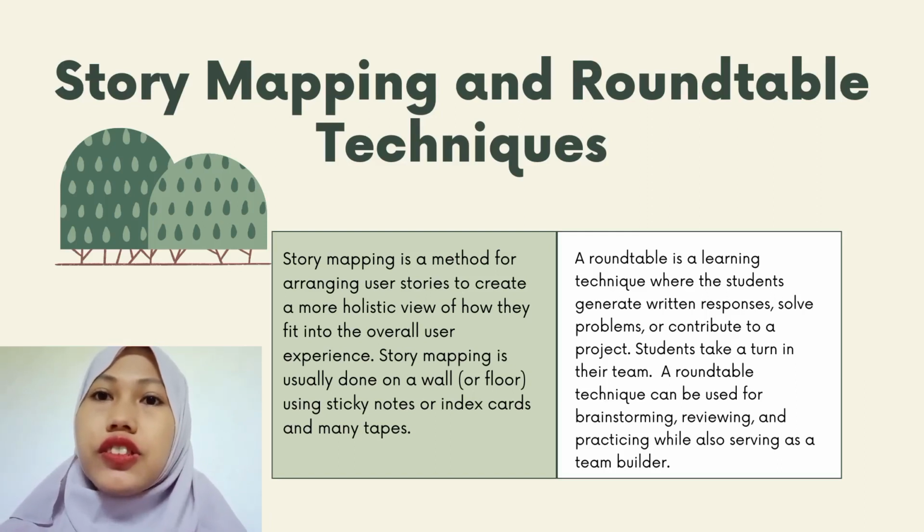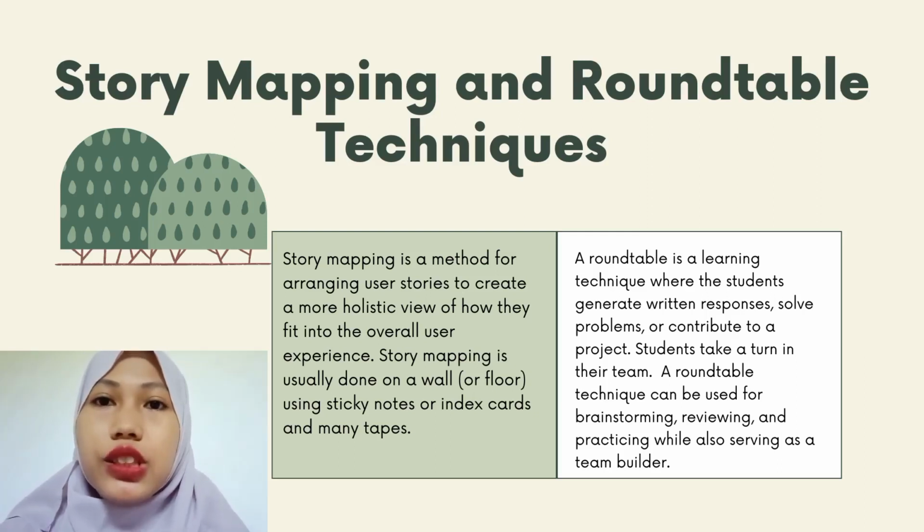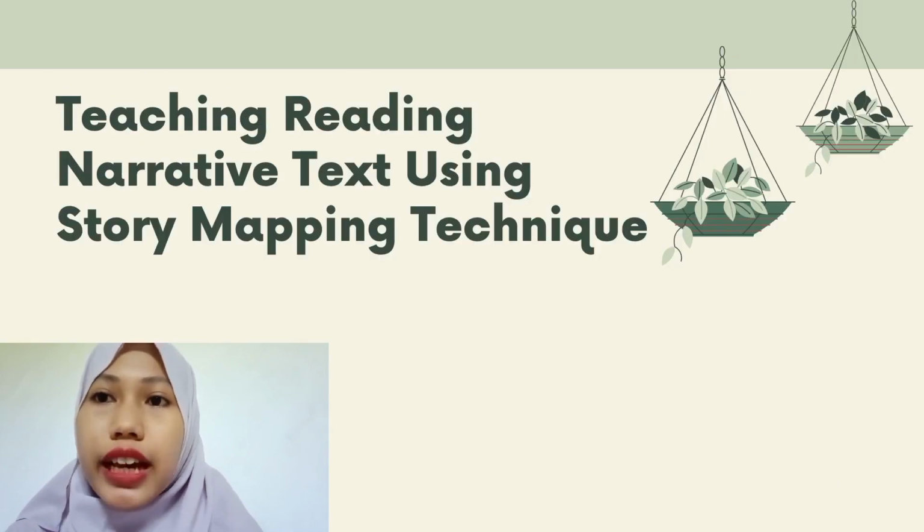Students take turns responding to a prompt with one or two words written on a paper before passing it on to the next student. Here we will use this technique to practice your writing skills. The story mapping technique uses a table where students will arrange the text based on the graphic organizer. In our meeting this time, we will learn about reading a narrative text using story mapping.